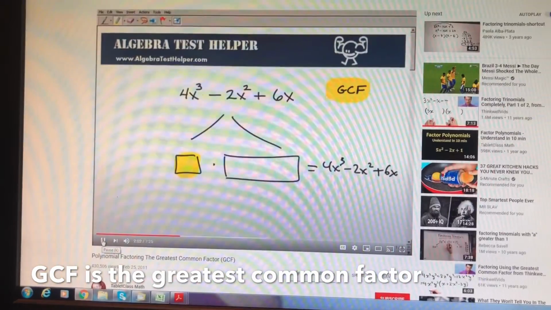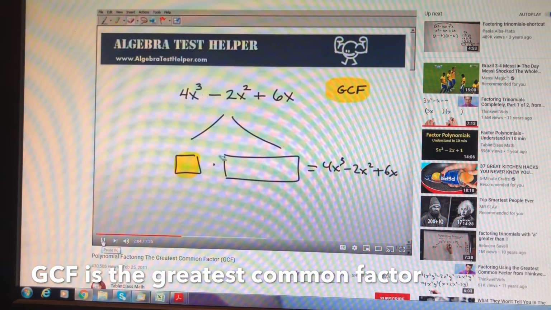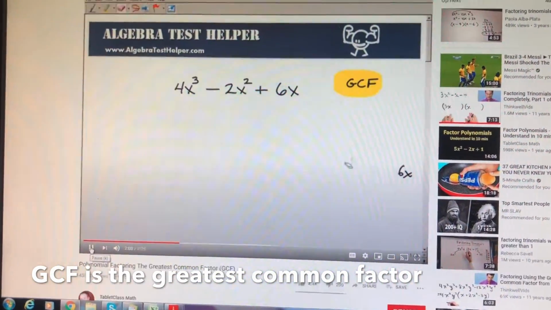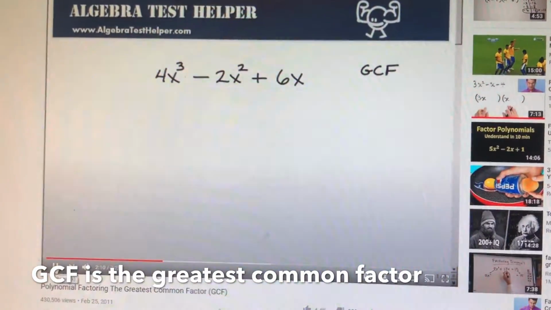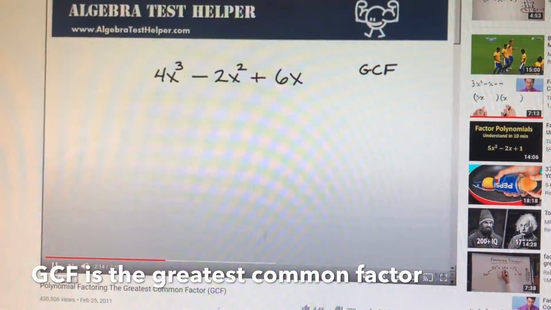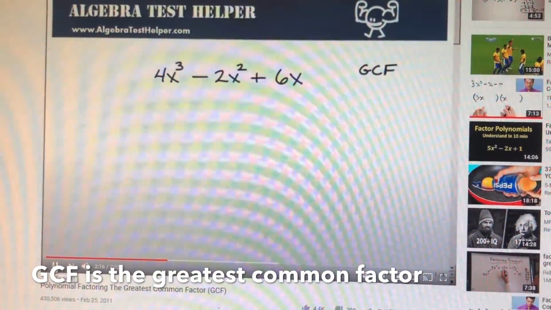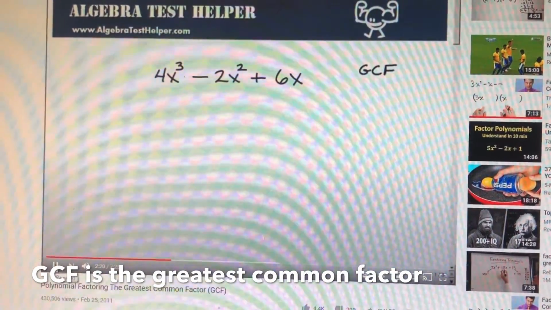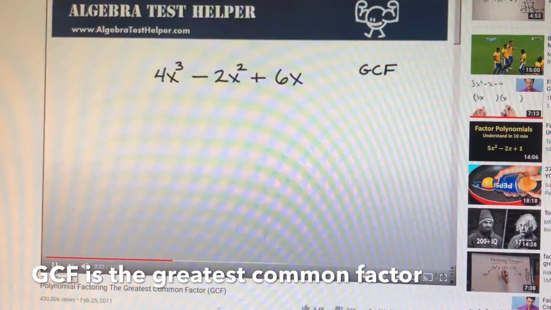If this is the first time you're seeing this, I say go ahead and watch the video once and get used to what I'm doing here. So watch it through. I think after the second or third time, this will all start to click. But remember, what we're trying to do is to factor this polynomial. Okay, so greatest common factor.